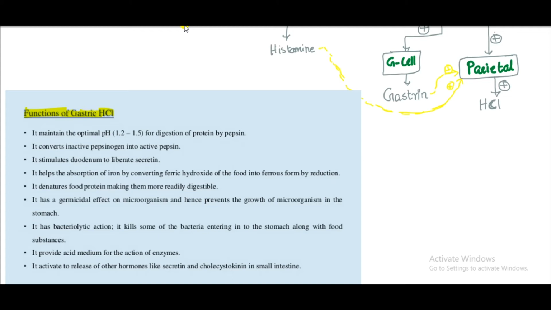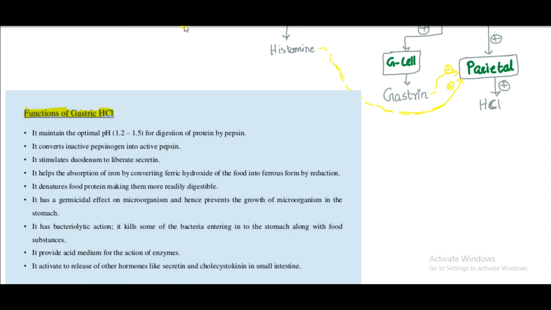It has a germicidal effect on microorganisms and hence prevents the growth of microorganisms in the stomach. It has bacteriolytic action. It kills some of the bacteria entering into the stomach along with food substance. It provides an acid medium for the action of enzymes. It activates release of other hormones like secretin and cholecystokinin in the small intestine.